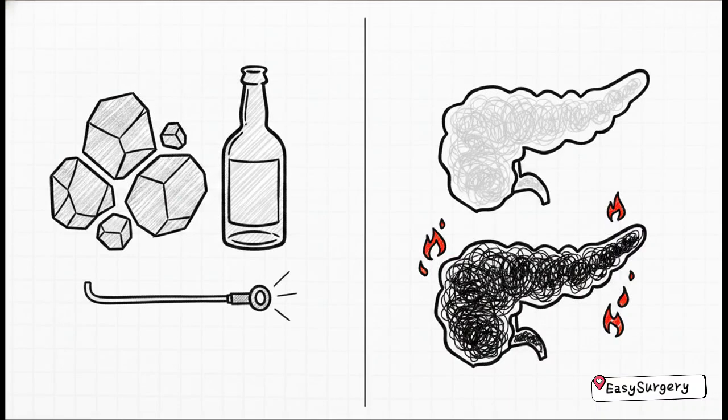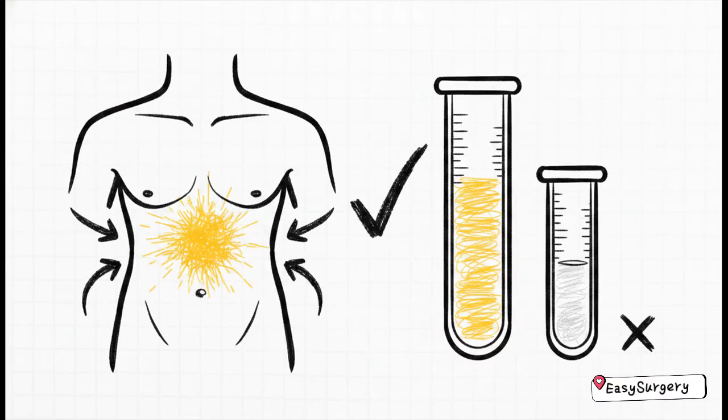The rest of the cases are a mix of things like ERCP complications, which make up about 2 to 5%, along with metabolic issues, drugs, trauma, and autoimmune factors. Clinically, your patient is going to present with epigastric pain that classically radiates straight to the back. When you're looking at labs, remember this. While both amylase and lipase spike, serum lipase is your absolute go-to.